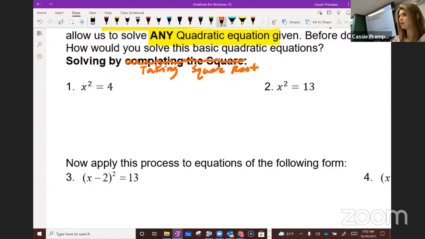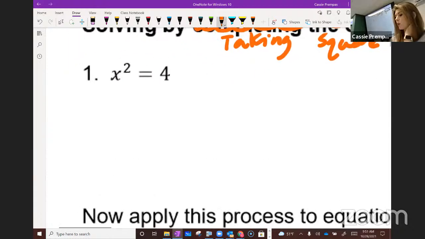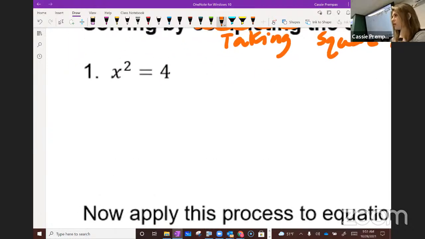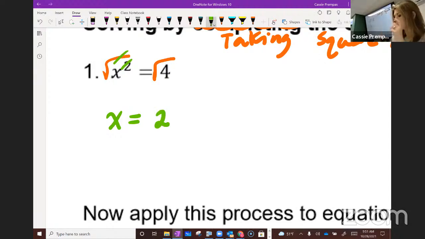Hopefully it's so easy that you're like, is she really asking this? Basically, you would ask, what undoes a square? What's the answer? What undoes a square? Square root. So we could square root both sides. The square root undoes the square, and we're left with x is equal to what? 2. Could x equal anything else?